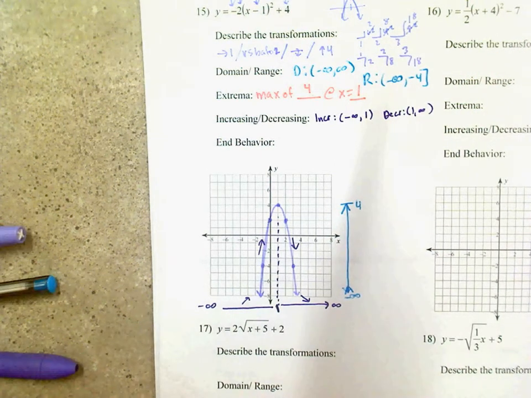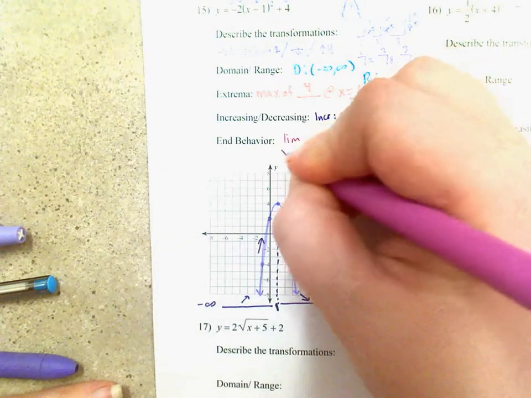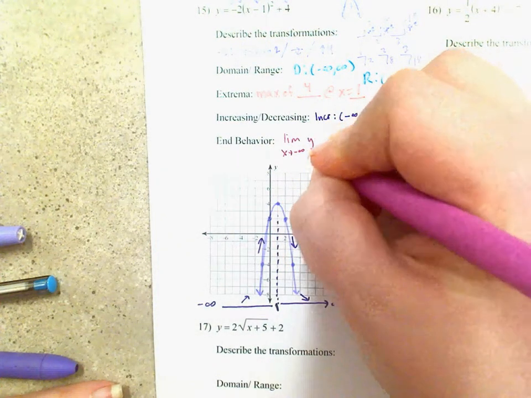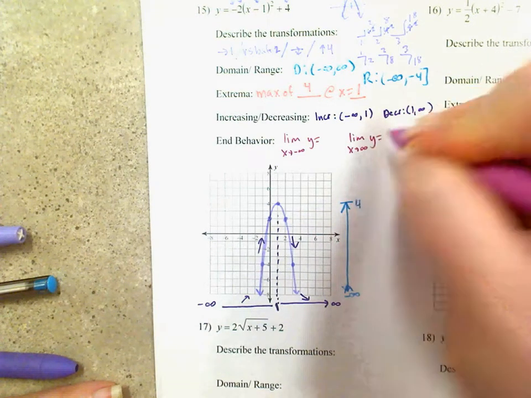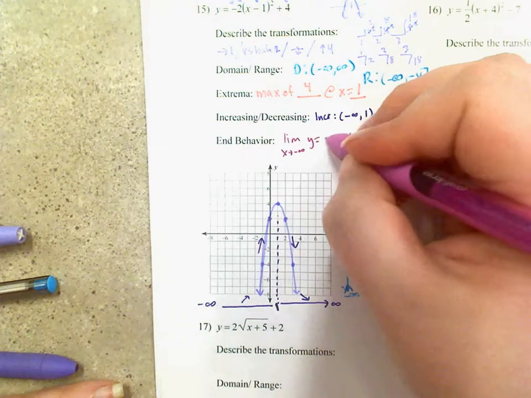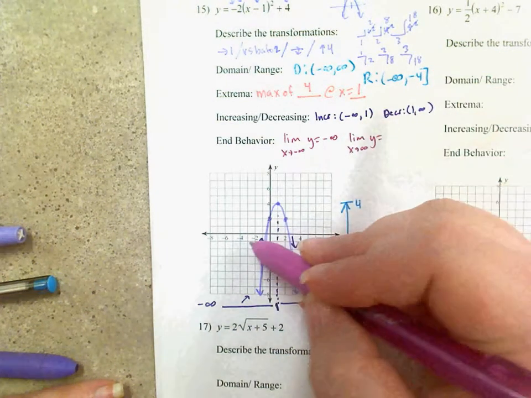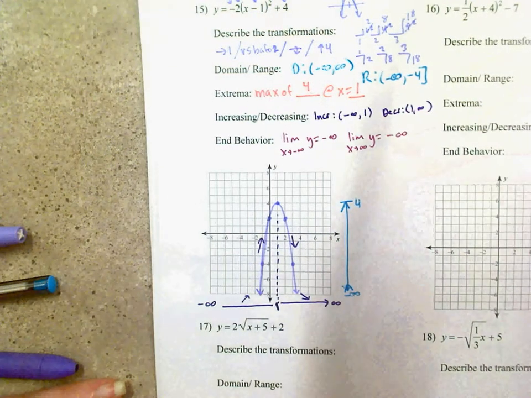And then end behavior. End behavior is, as we go to the left and to the right, where's the function going? As we go to the left, the function is going down to negative infinity, so the y value is going to negative infinity, and as we go to the right, the function is also going down to negative infinity. So that is my end behavior.